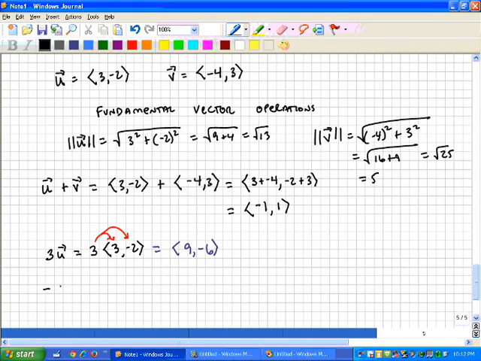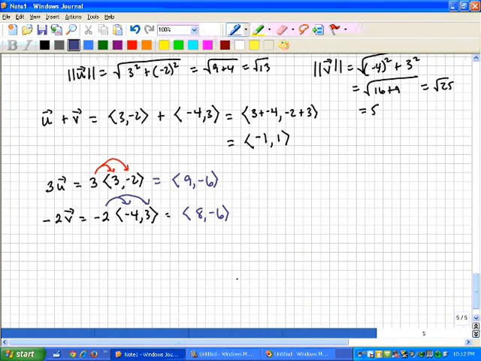To multiply the vector v by negative 2, this works the exact same way. Negative 2 times the vector ⟨-4, 3⟩. We multiply negative 2 times the horizontal and the vertical components, and we get the vector ⟨8, -6⟩.